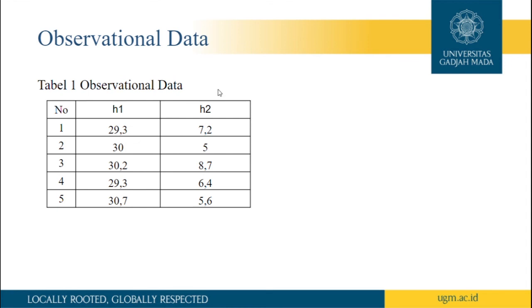So this is the data that you will use to measure the Laplace constant. We have 5 data of H1 and 5 data of H2. Remember, this height difference is shown in centimeters.